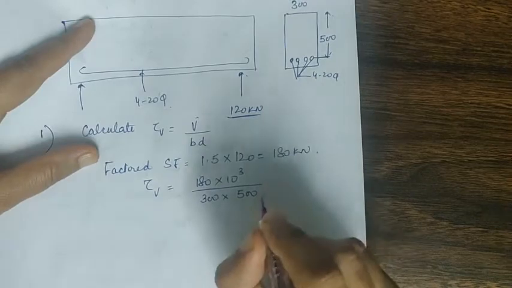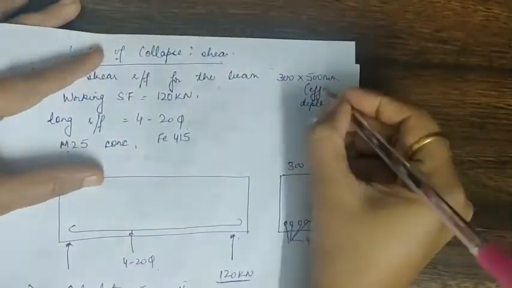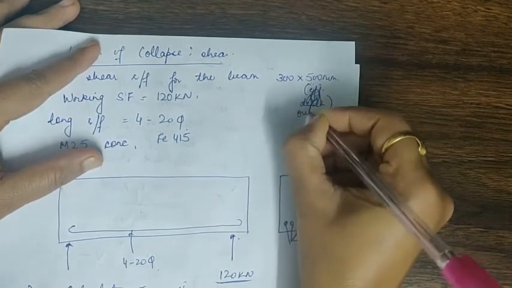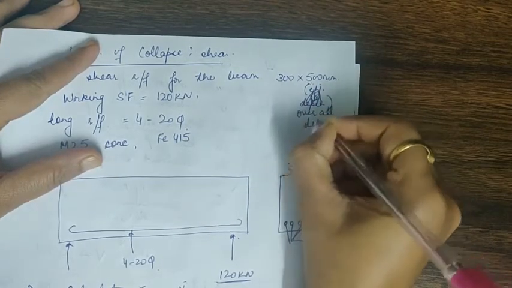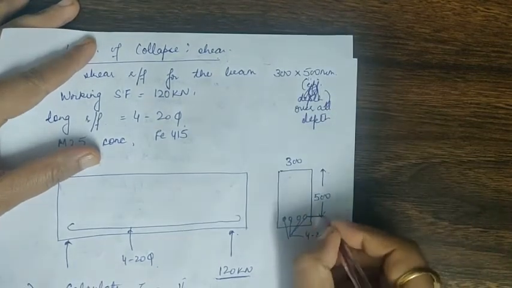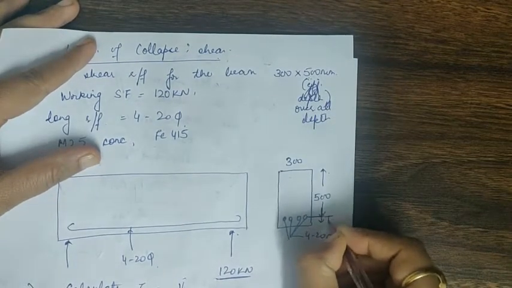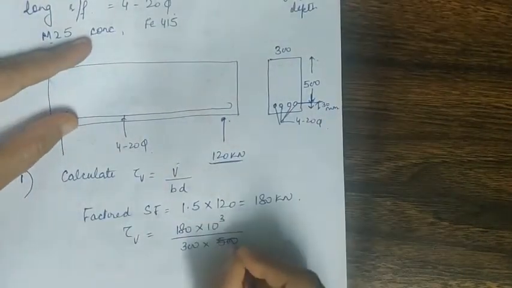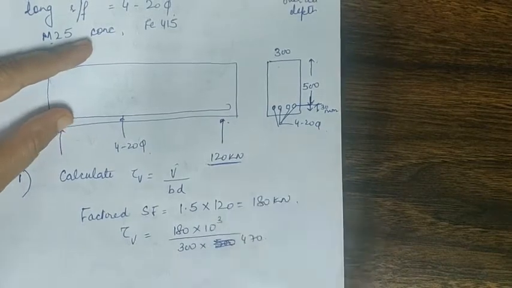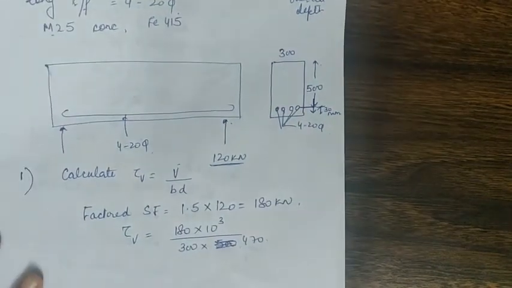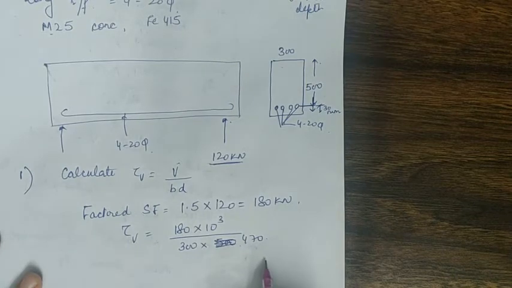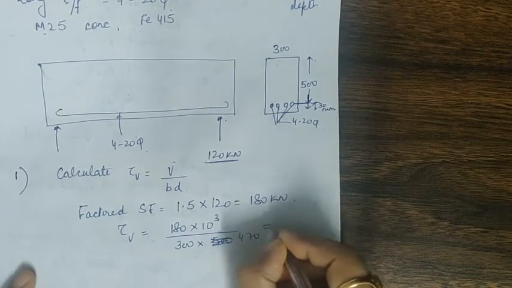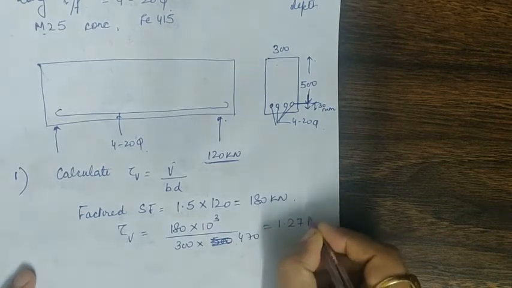In this case, the value 500 is the overall depth, and the cover is given to be 30 millimeters. So the effective depth is not 500, it is 470. If you do the calculations, this tau V comes out to be 1.27 megapascal.